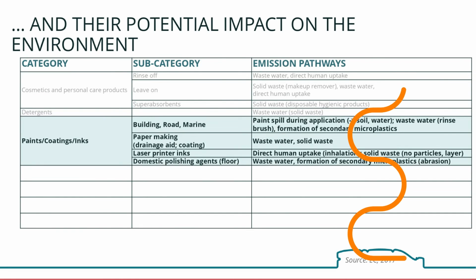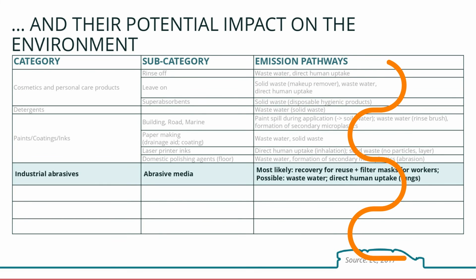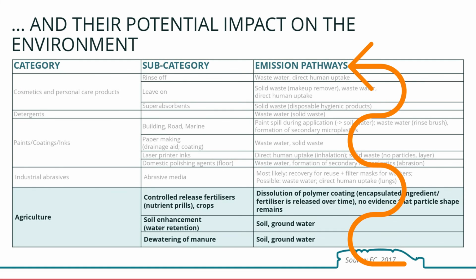When we talk about paints, inks, and coatings, the emission routes depend on the product's use area. We are even interfering more in industrial use, as paints, coatings, and inks are widely used in industry. We also have additional emission routes into the environment, such as spills of paint during application, transport, and abrasions. Then there are the emission routes of industrial abrasives. What are possible routes to the environment in agriculture, where soil and groundwater may also be affected?